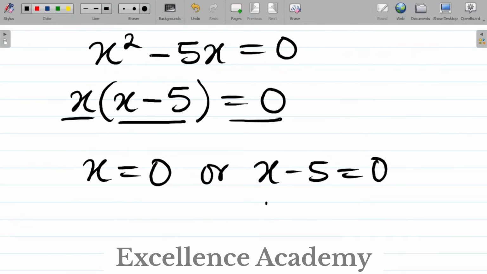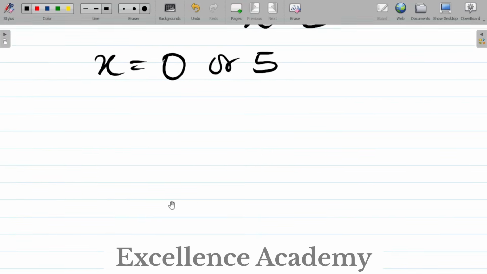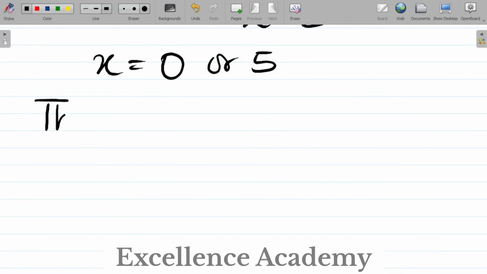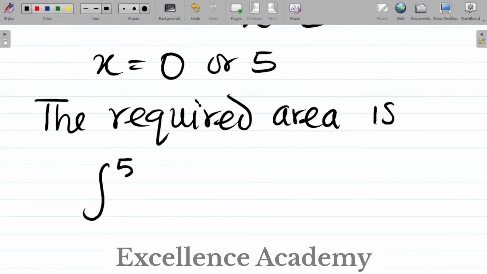And if I solve this, you have that x is equal to minus 5 crosses over, it becomes plus 5. So we can say that x is equal to 0 or 5. 0 becomes the lower limit and 5 becomes the upper limit. So hence, the required area is the integral, 5 upper limit, 0 lower limit, of the function.